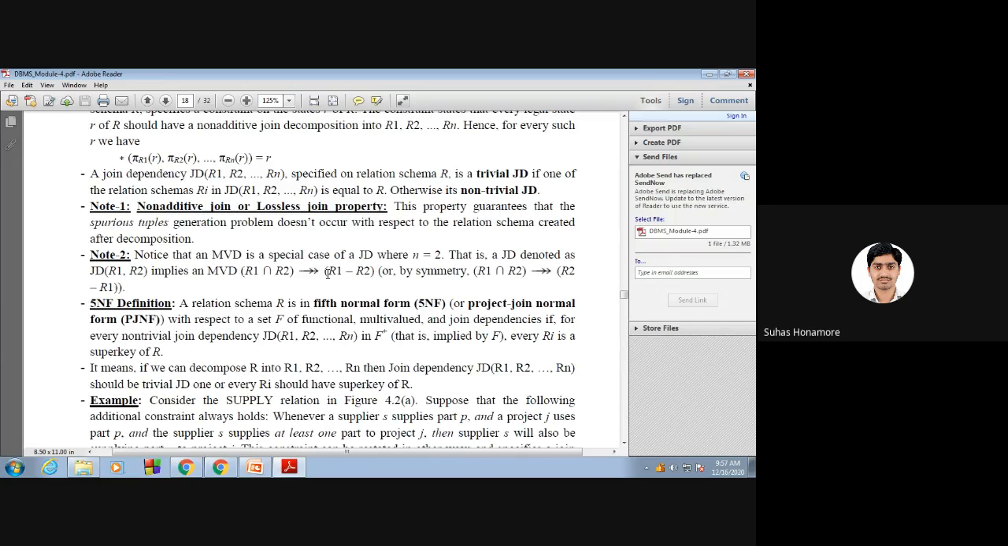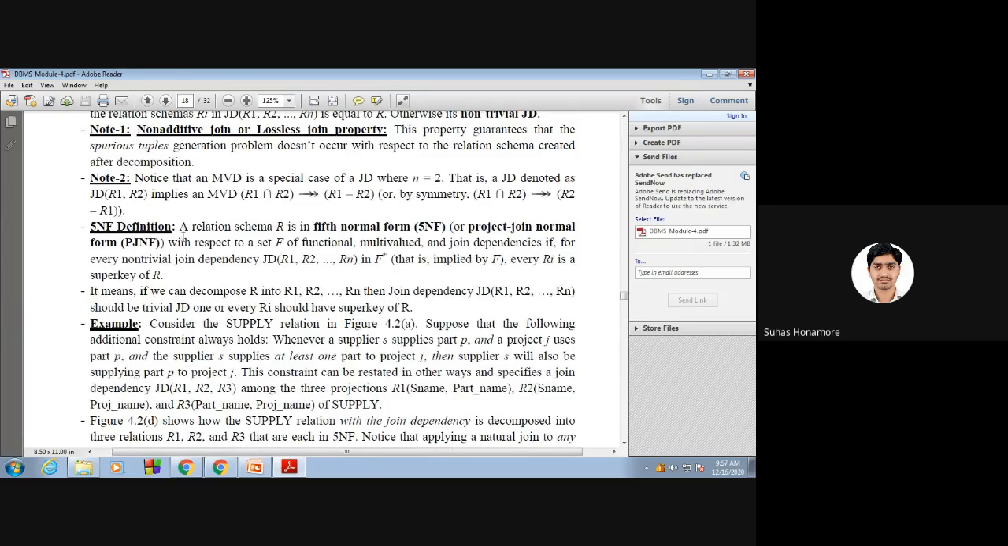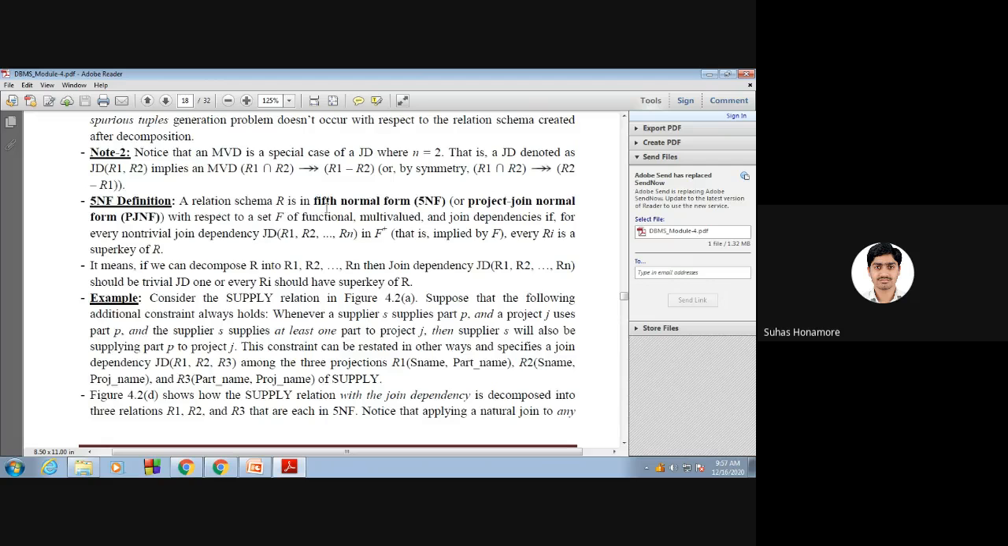Now we'll study what is 5NF. The 5NF definition is: a relation R is in 5NF.